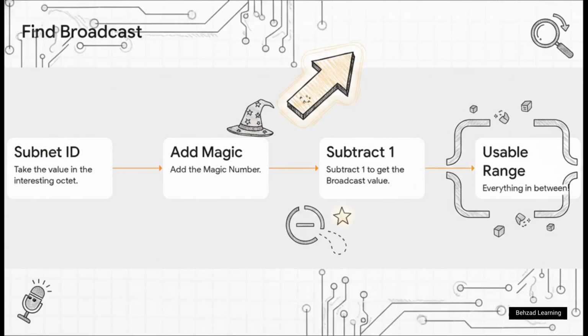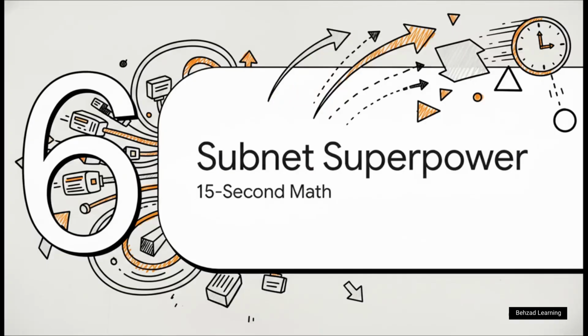But wait, what about the broadcast address? To find the top end of the subnet, again, you do not need to invert masks or do Boolean ORs. You just take that subnet ID value we just found, the 96, you add the magic number, which is 16, then subtract 1. So 96 plus 16 is 112, minus 1 is 111. Bam! You instantly have your broadcast address, and your usable range is simply everything sitting right between the subnet ID and that broadcast address.